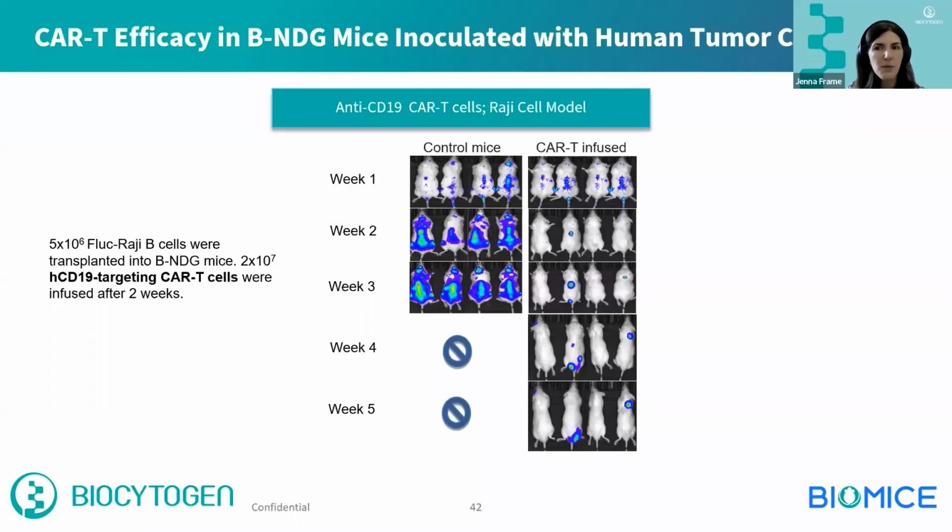So in this example, Raji-B lymphoma cells expressing luciferase were transplanted into BNDG mice, and anti-human CD19 targeting CAR-T cells were infused 2 weeks later. So bioluminescence was assessed at these indicated time points post-infusion, and you can really appreciate that the CAR-T cells were able to substantially prevent tumor cell amplification in these mice.